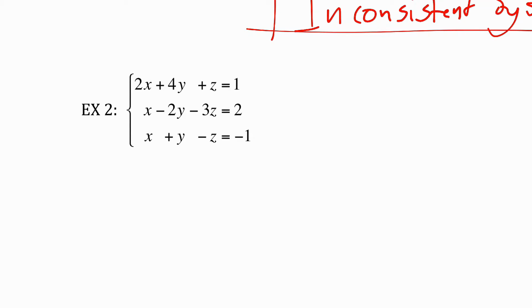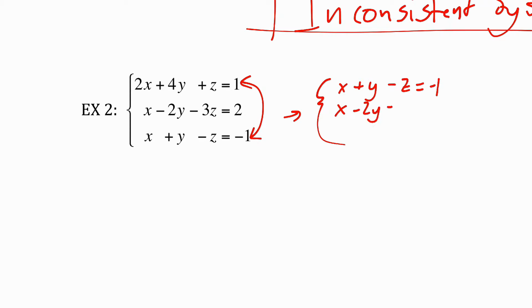So what I'm going to say, let's move and flip-flop rows 1 and 2. So by moving rows 1 and 2, we're going to end up with the new row 1 would be x plus y minus z equals negative 1. We'd have the second row is still x minus 2y minus 3z equals 2. And the last one now is what used to be the first one, 2x plus 4y plus z equals 1.